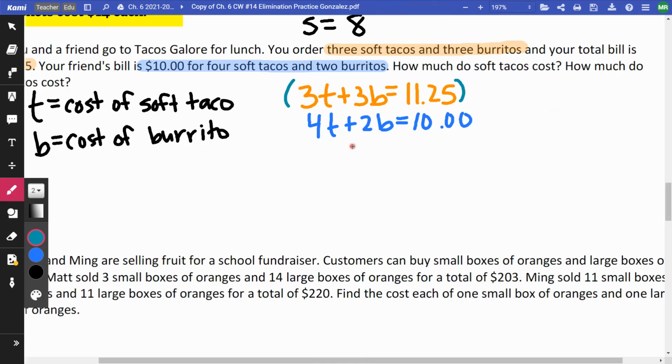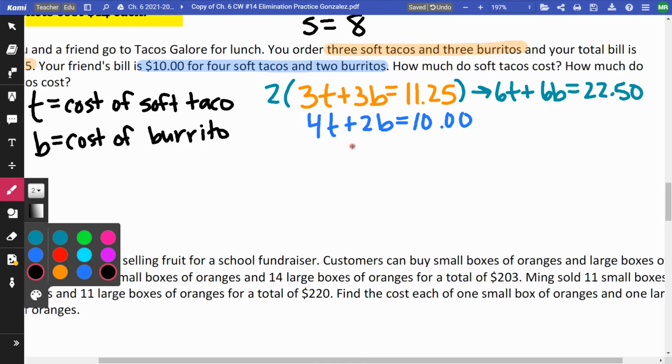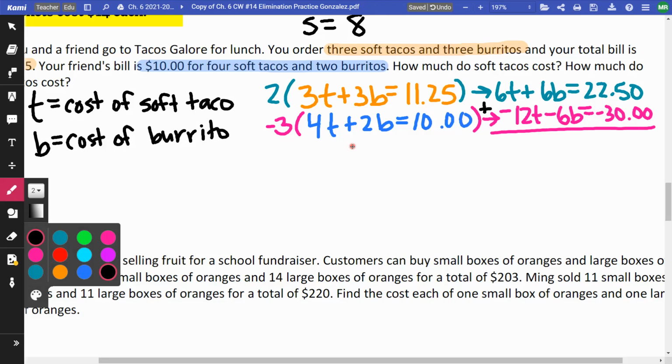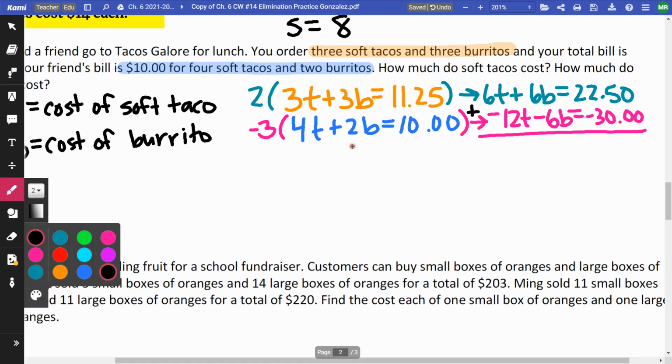So I'm going to multiply this top one by, let's say, 2. So I'm going to get 6T plus 6B is equal to 22.50. And let's say I multiply the bottom one by a -3, because we want to make one of these negative. So that's going to be a -12T minus 6B is equal to a -$30. We're going to add these 2 equations together.